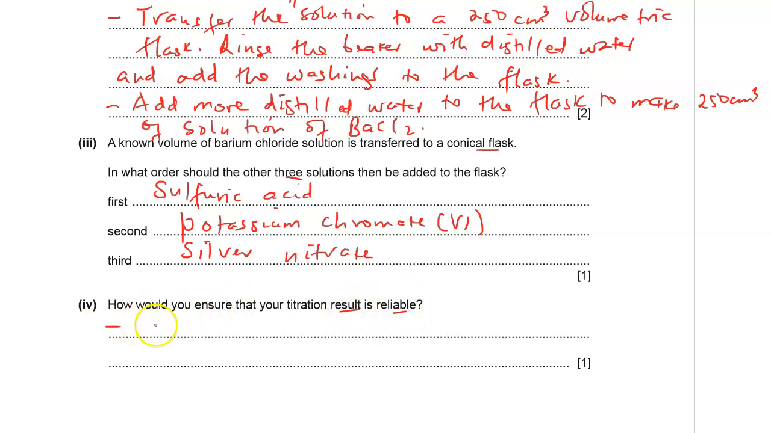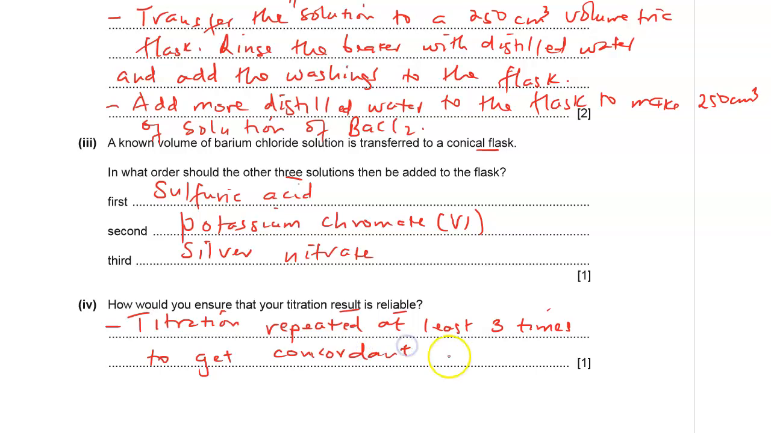Of course, in every titration, you're recommended to do 3 runs. Repeat the titration, so titration repeated at least 3 times to get concordant results that are close to each other.